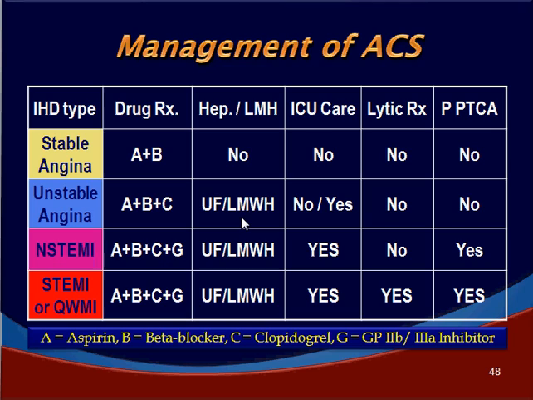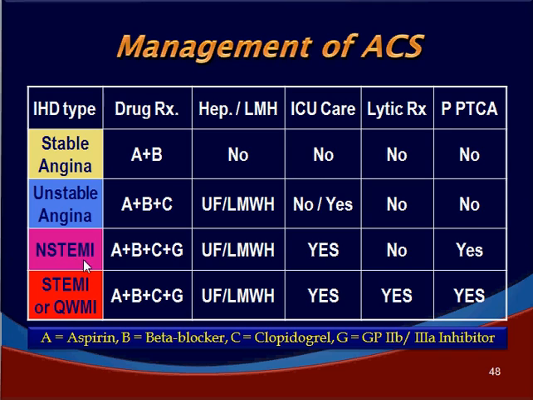With low molecular heparin, depending on the body weight, you have to give enoxaparin. ICU care may or may not be necessary depending on whether the patient is a high risk or a low risk patient. Of course, unstable angina does not qualify for any lytic therapy, and there is no indication for primary PTCA in these patients. Elective PTCA can be thought of to reduce cardiovascular morbidity and the burden of ischemic problems at a later stage, not on an emergency basis.